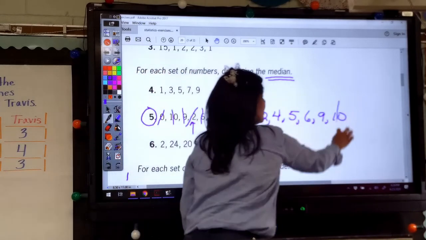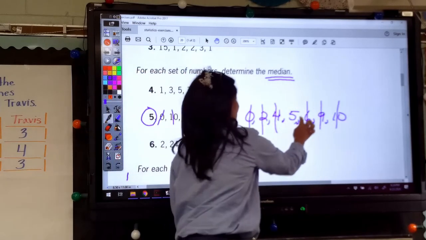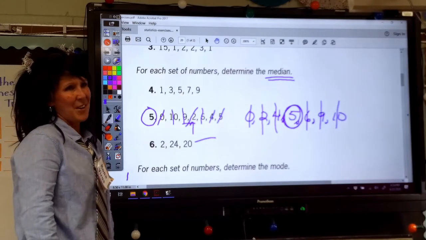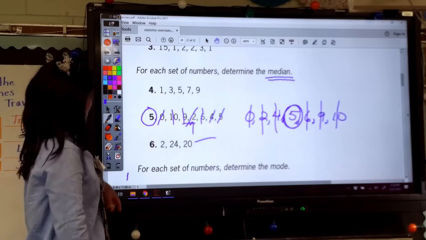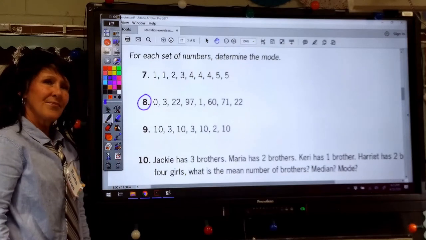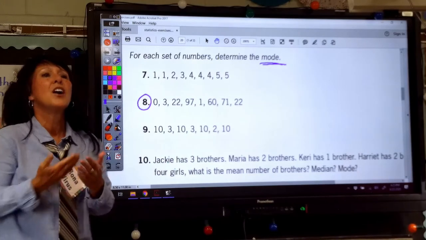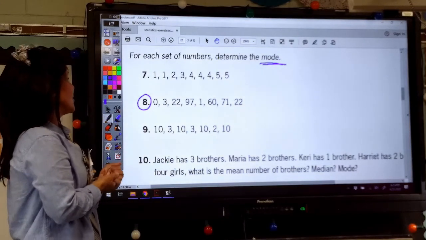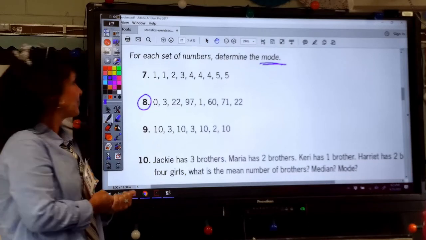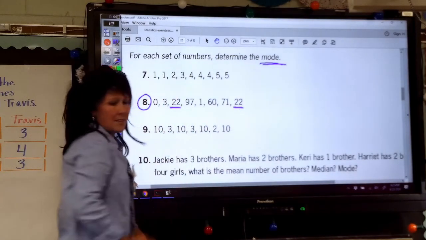Now if we strike one from each end and strike again, and one from the left and one from the right, I bet you guys had the right answer. So five is the correct median. All right? Okay, one more. Let's look at number eight. Put your finger on number eight, or circle number eight. And this time it says for the set of numbers determine the mode. Well, remember, mode is the one that occurs most often. All right? So I bet we can just look at this one together. Shouldn't take you a second or two. And we should see that 22 is the mode.